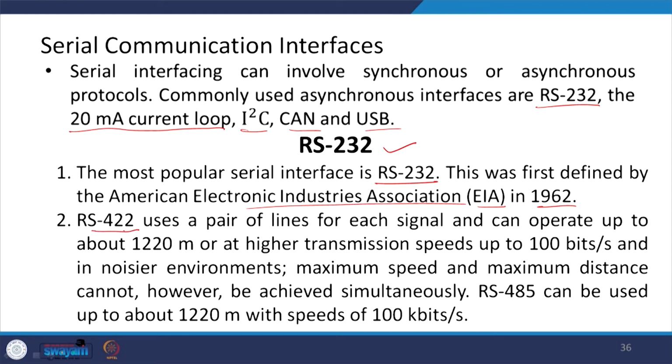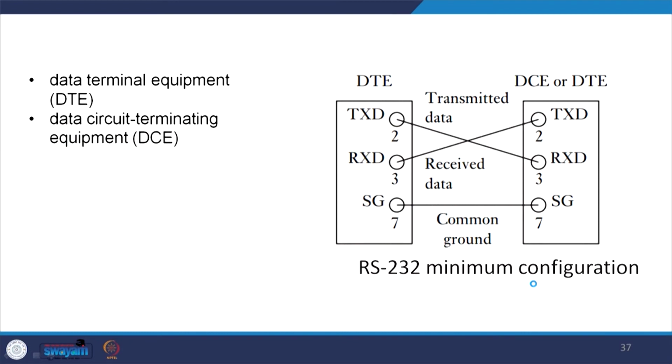The RS-422, similar to RS-232, uses a pair of lines for each signal and can operate up to about 1220 meters, or at higher transmission speeds up to 100 bits per second, and in noisy environments. Maximum speed and maximum distance cannot, however, be achieved simultaneously. Similar is the case with RS-485. So, this is how the RS-232 minimum configuration looks. Basically, we have the data terminal equipment over here and the data circuit terminating equipment here. Pin 2 carries the transmitted data and pin 3 the received data, and pin 7 is the common ground.